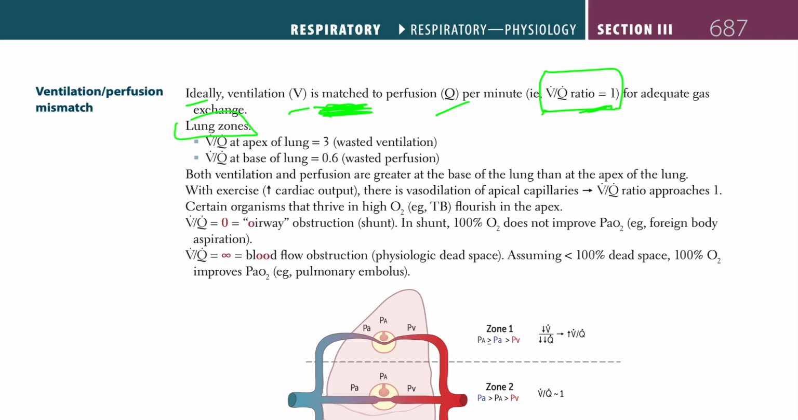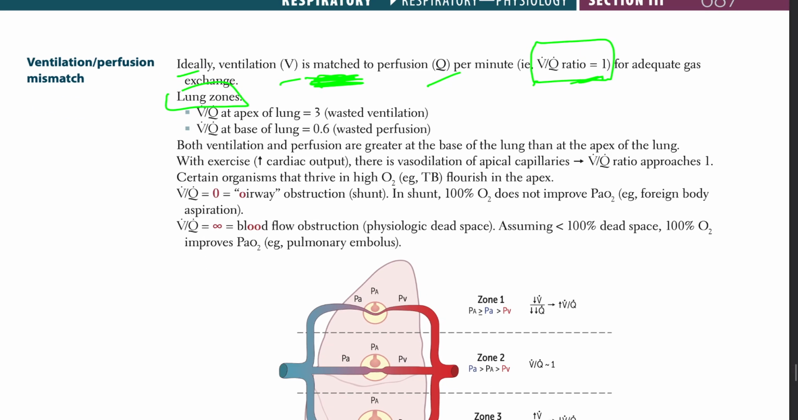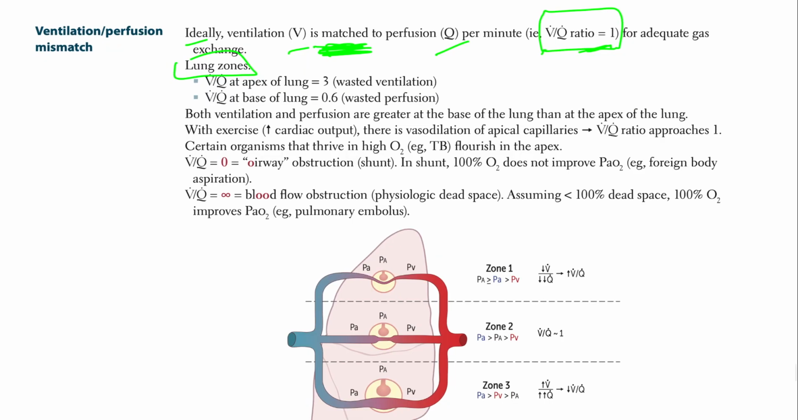But lung zones, for example, the upper zone, the apex, and the base: the apex has a V/Q of 3, while the base has a V/Q of 0.6. So you have wasted ventilation in the apex, and you have wasted perfusion in the base. And you say, how? How is that?